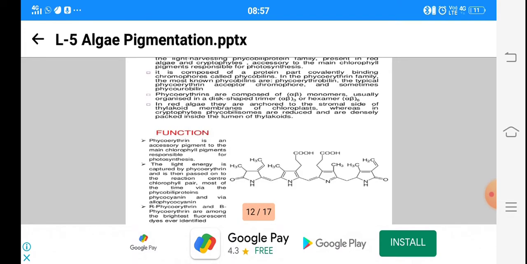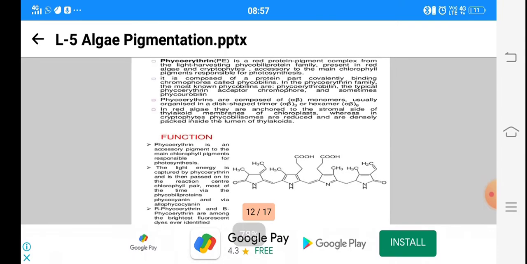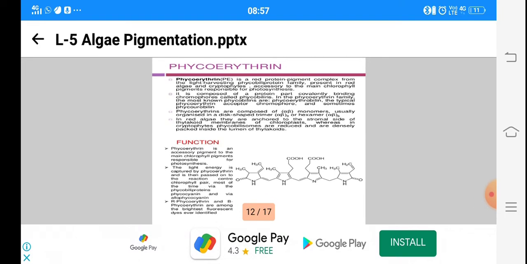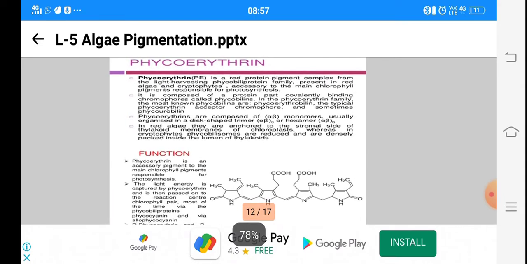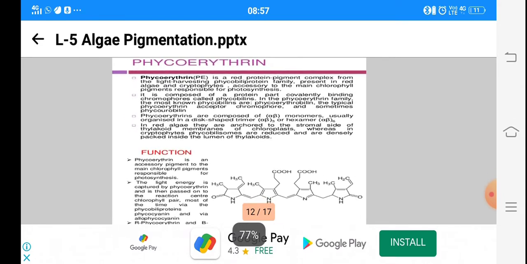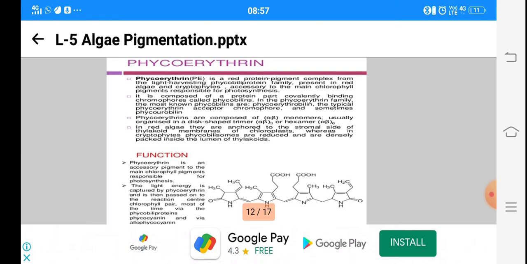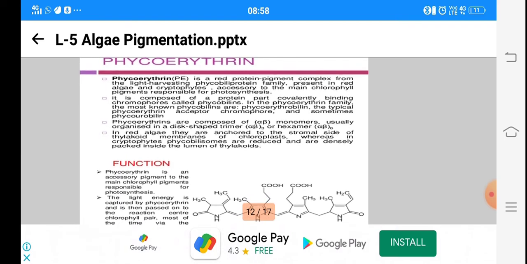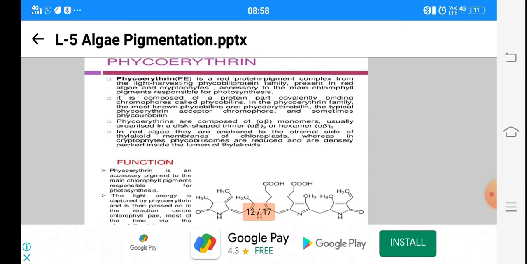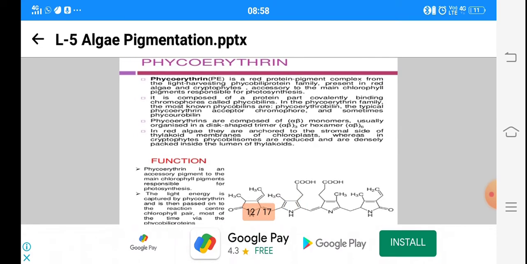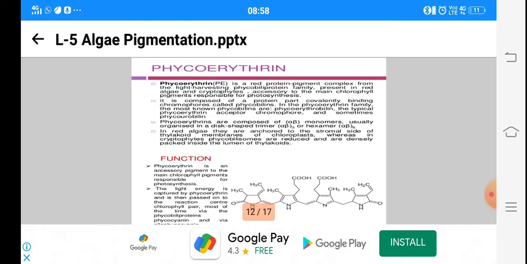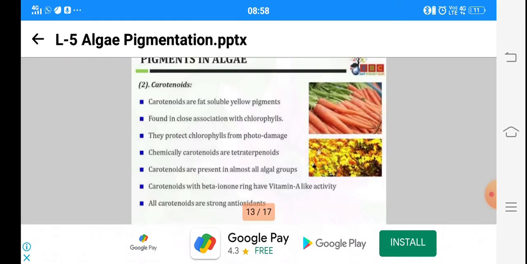Next, we are knowing the phycoerythrin. So it is also the same. It is a red protein pigment complex from the light harvesting phycobiliprotein. So just you remember this character. They also act as an accessory pigment. The formulas are not important, but for our understanding.